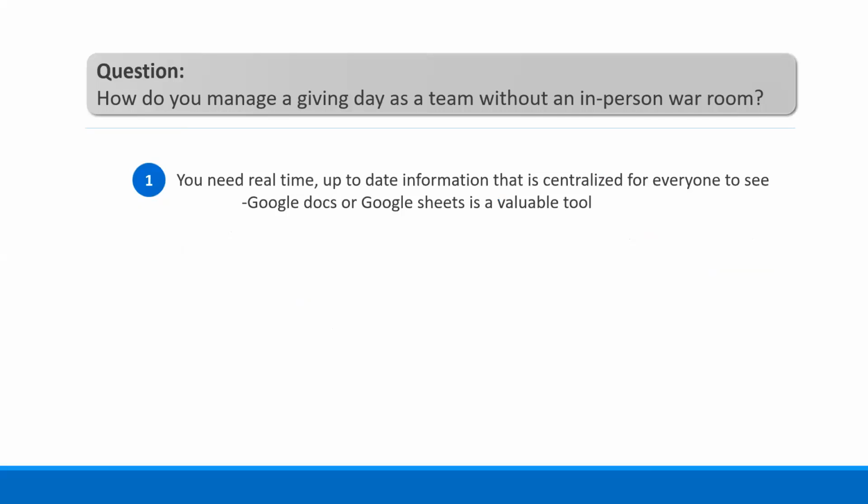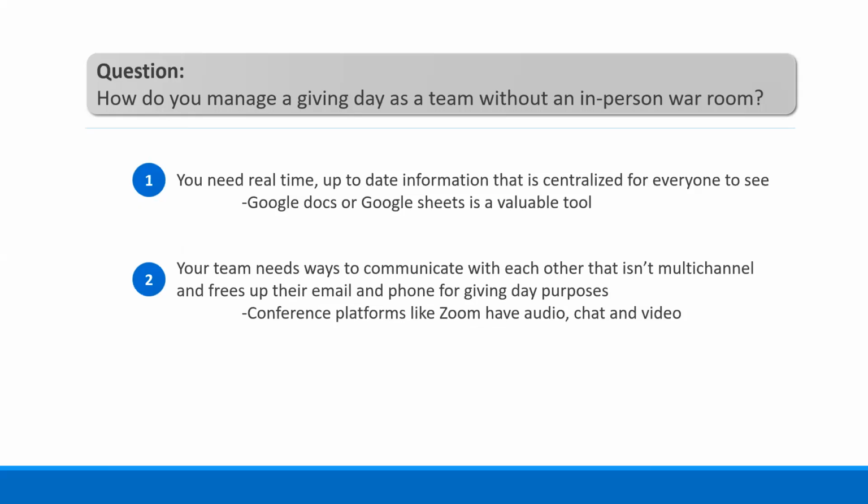One of the questions I was asked is, how do you manage a giving day as a team without an in-person war room? And again, it goes back to the exercises I talked about today. For an event like a giving day, where you have an in-person war room where everything is real-time and live, you need to think through what technologies allow you to see all of the elements that are live, that can be shared across everyone's tiles, whether that's computer screens, phones, what have you. Google Docs and Google Sheets is a valuable tool for that, to keep real-time information in front of everyone.